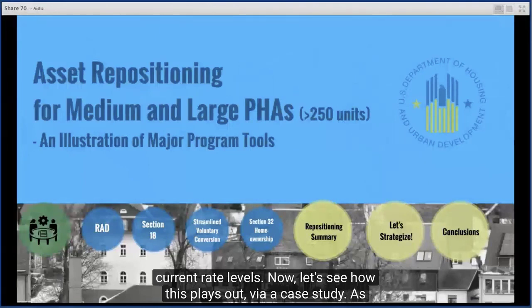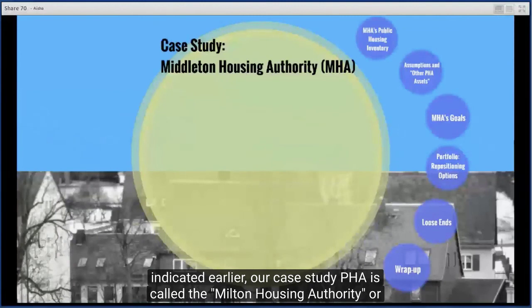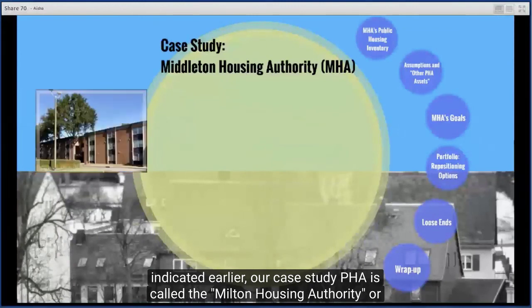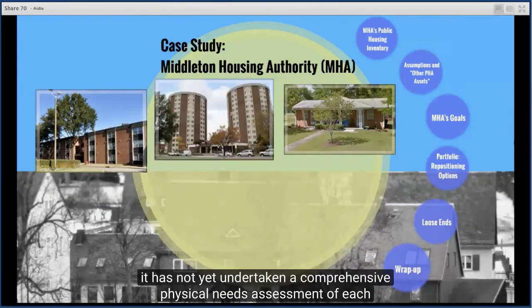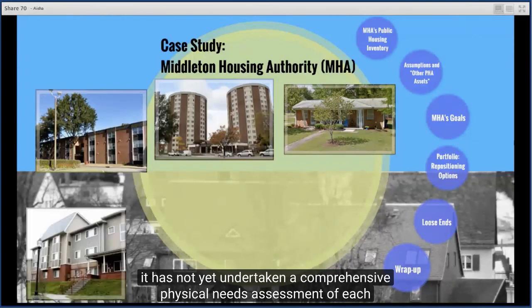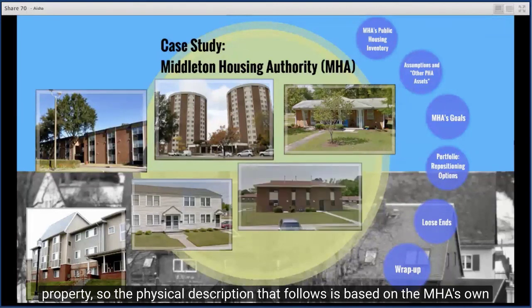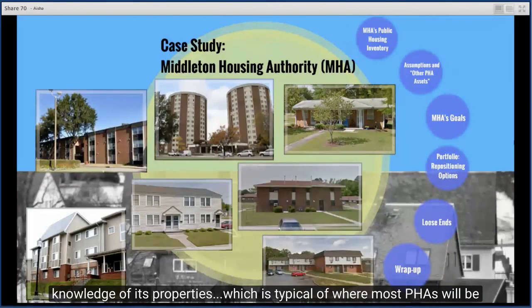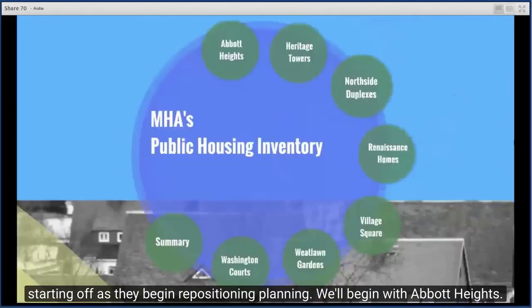Now let's see how this plays out via a case study. As indicated earlier, our case study PHA is called the Middleton Housing Authority, or MHA. MHA has 7 properties at this stage in the PHA's planning efforts. It has not yet undertaken a comprehensive physical needs assessment of each property, so the physical description that follows is based on the MHA's own knowledge of its properties, which is typical of where most PHAs will be starting off as they begin repositioning planning.